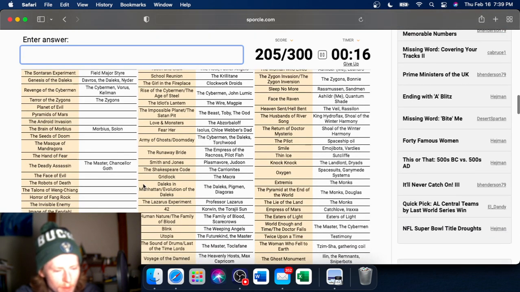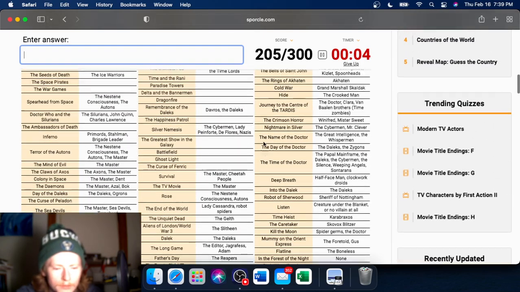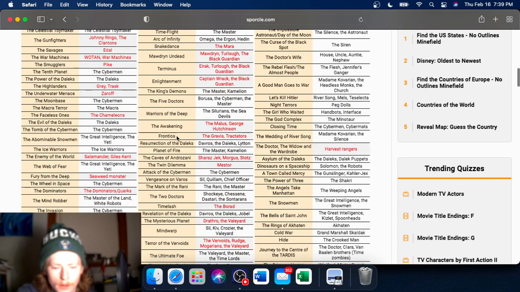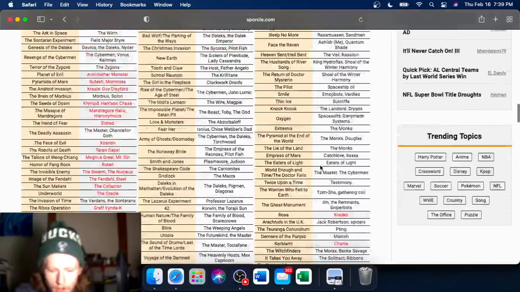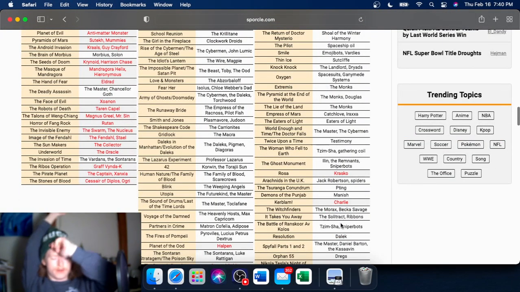Hand of Fear. I've seen that. I can't remember the name. Wang Chiang. Come on. It's cheating. It's cheating. Ronnie. That's all I got time for. Okay. Harvest Rangers. Okay. Krasco. Why did I think it started with an R?